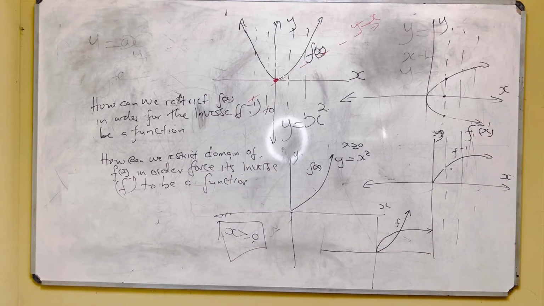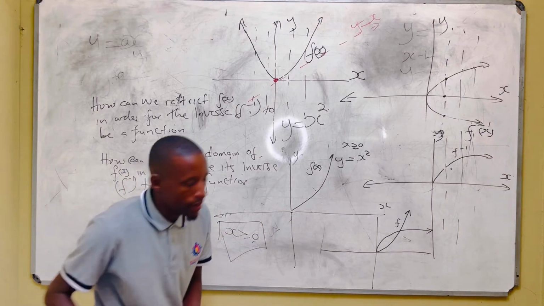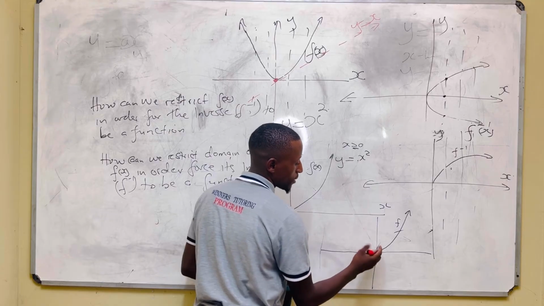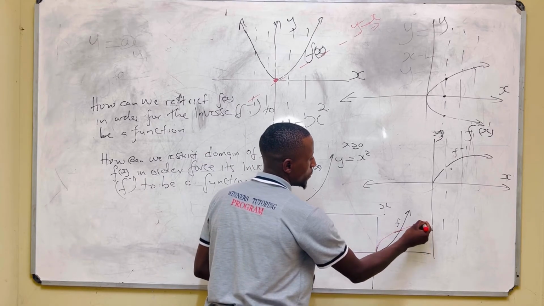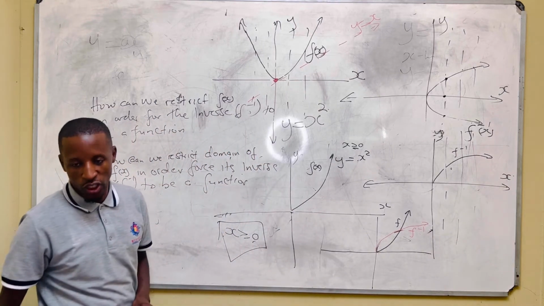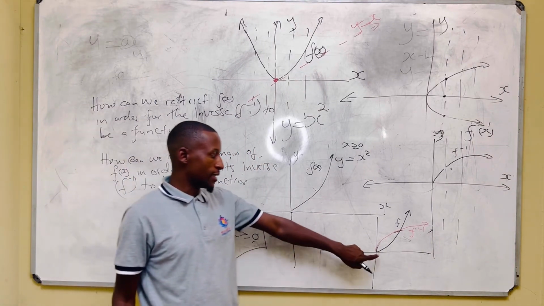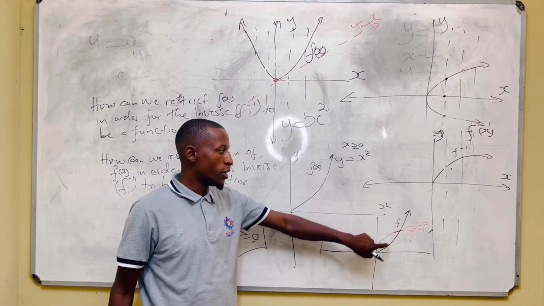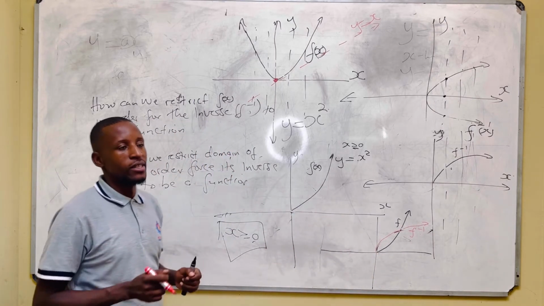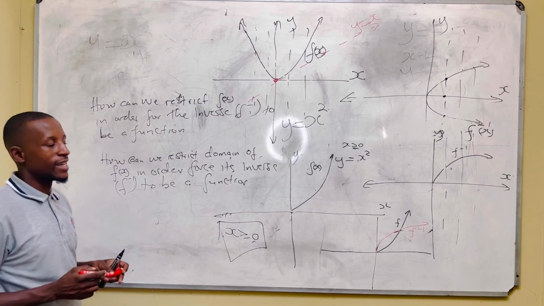Let me just use a different color so that you can see the inverse clearly. This is how the inverse is going to be. This is the inverse of f. So the shape is going to be in that way. You see they are still intersecting at those 2 points. In order to get the point of intersection, you're going to equate them the way I've demonstrated there.